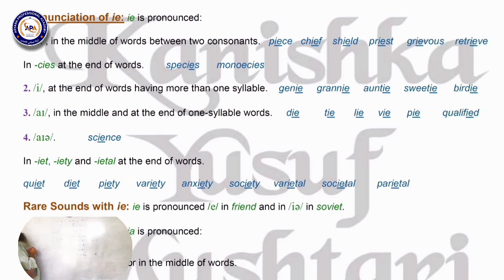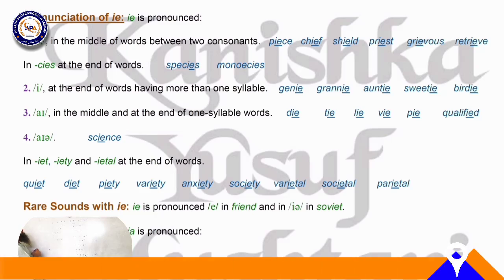And this sound can be given by IE in the middle and at the end of one syllable words. At the end, like die, tie, lie, vie, hie, and in the middle like qualified.